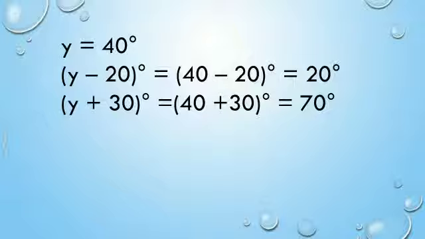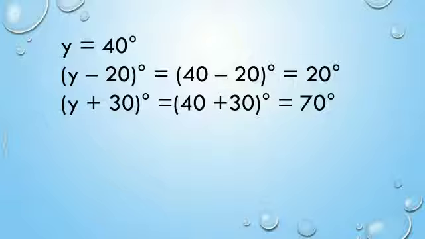Now we will find out the exact measure of your complementary angles. The first measure is given as y minus 20. Now we have found the value of y, so in the place of y we will take that value. So that is 40 minus 20 degree is equal to 20 degree. 40 minus 20, what will you get? You will get 20.